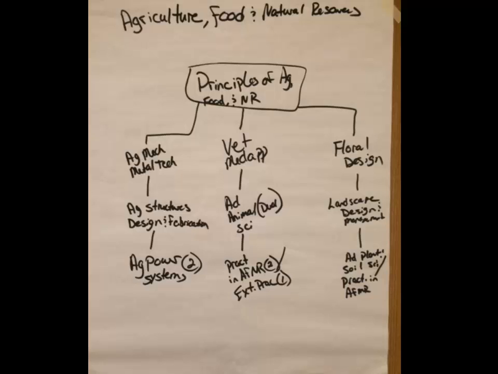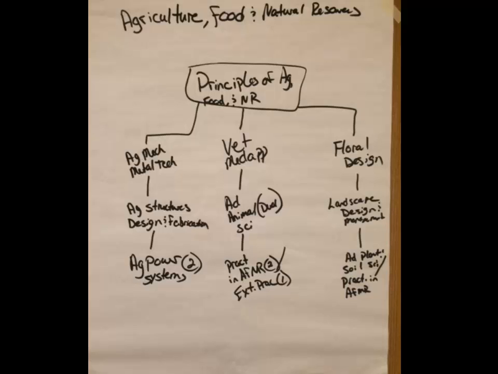Ag, food, and natural resources. This was kind of all of us together. The biggest one at the school I'm at is the metal side. So all of our students start out with principles, and they go to ag metal, and then ag structures, design, and fabrication, and the last one is the ag power systems, which is the 2-hour credit.